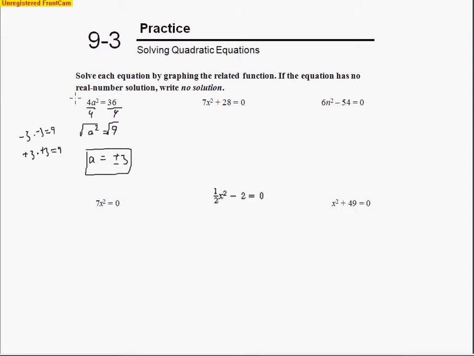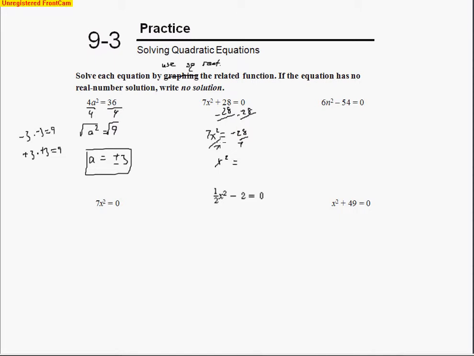And so let's take a look at the next problem here. Now the directions here do say solve by graphing, but we're going to solve by using square roots. We graphed in previous sections, and so this is what we're going to end up doing. So we go ahead and subtract the 28 from both sides, and I could go ahead and divide by the 7, because that's what I want to do, isolate the variable term.